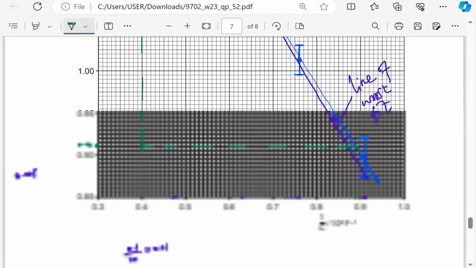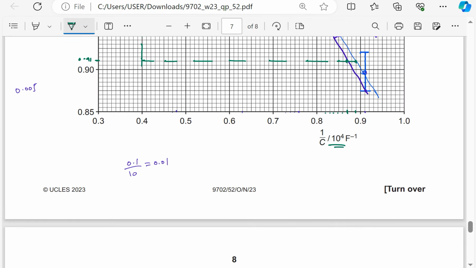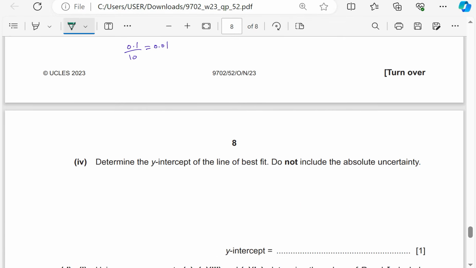Then the y-intercept, if it is required. So for the y-intercept, you must use the equation. Do not be tempted to read the y-intercept from the x-axis. If they have said do not include the absolute uncertainty, you don't find the y-intercept for the worst fit. So we are only finding the y-intercept for the best fit, which will be, I'm using y equals mx plus c, making c the subject. So c is going to be the y value minus mx. I'm using just one pair of values from that we used for the gradient.